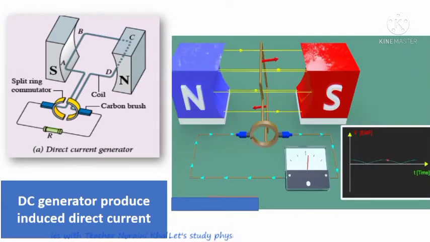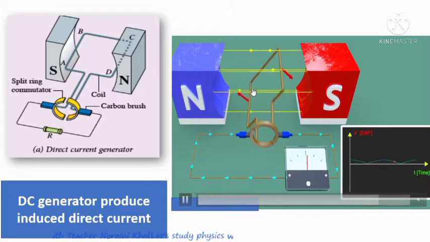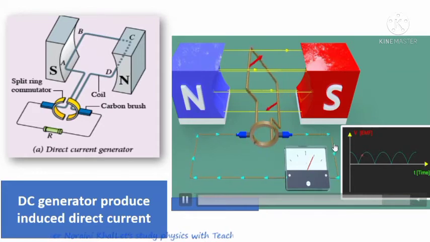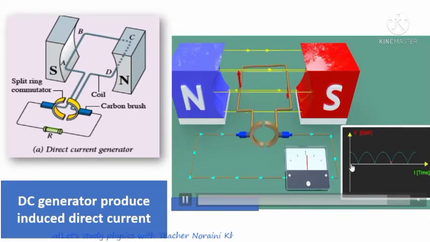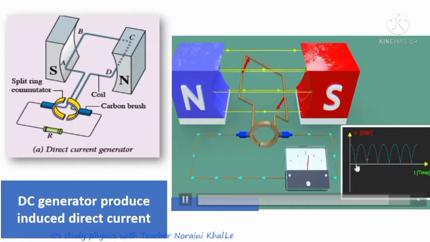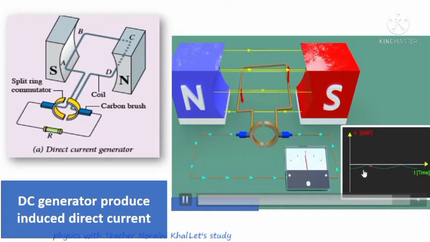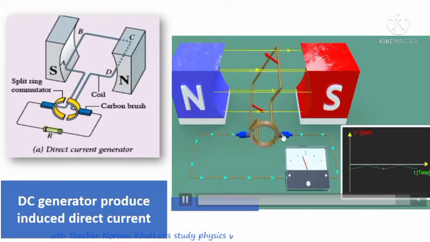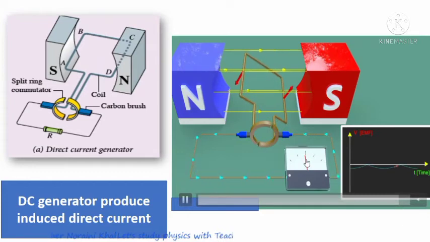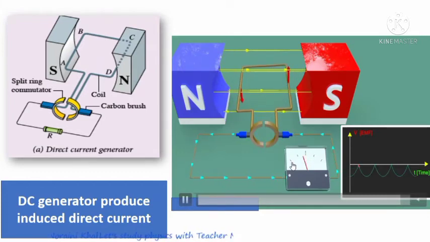When it rotates in clockwise direction like this, the commutator ensures that the current produced in the external circuit always flows in the same direction. So you can see the pointer pointing to the right. As you can see in this graph, if the speed increases, the magnitude is bigger, a larger current. If the speed is smaller, you can see a smaller magnitude of current. When this one rotates in the opposite direction, anticlockwise, you can see the galvanometer pointer deflect to the opposite direction.